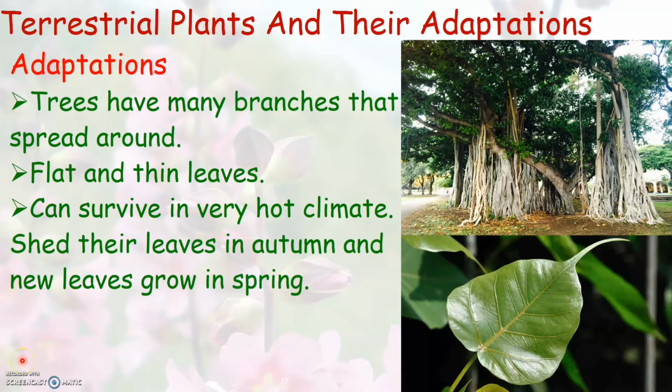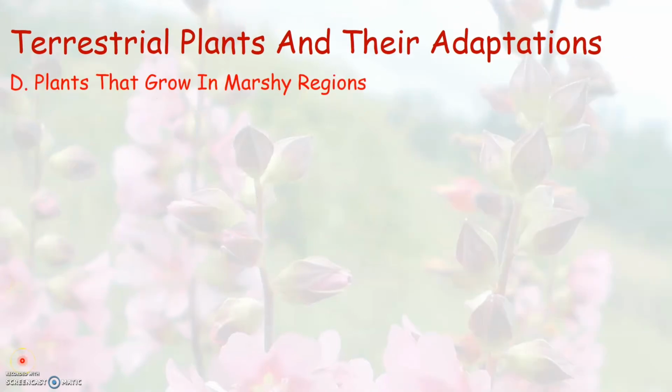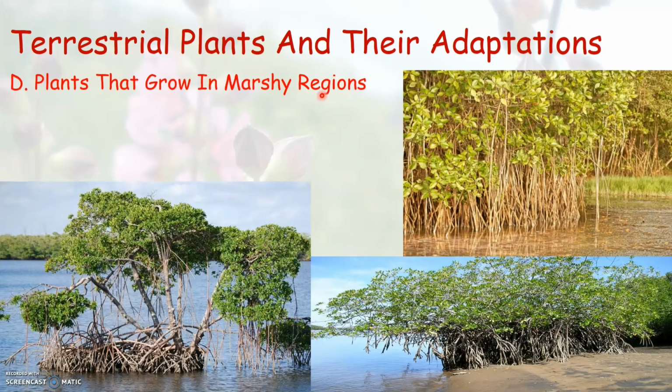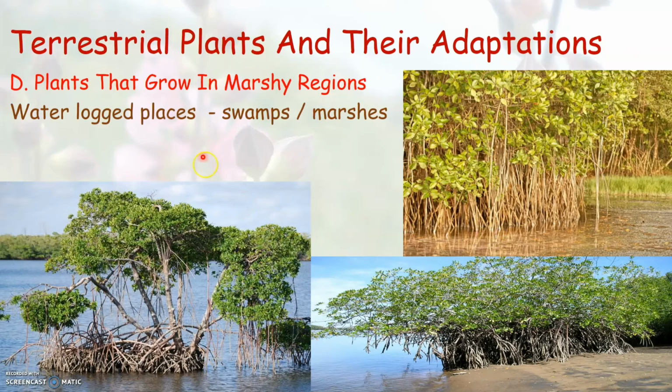We are now going to learn about plants that grow in marshy regions. Have you heard of the word marshes anywhere before? Or do you know what are marshy regions? We will see that. Some places have a very wet land. This is because these places are covered by water for a long period of time, just like how you see here in these pictures. So these places that are covered by water for a long period of time are otherwise called waterlogged places. So such waterlogged places are called swamps or marshes.